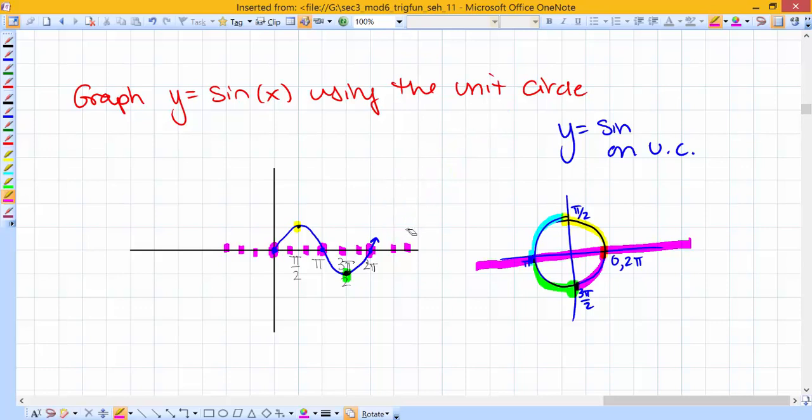I'm going to erase some stuff so I have more room to show you guys some things here. Let me get rid of all those highlighted marks. You guys leave yours. You can add to yours.